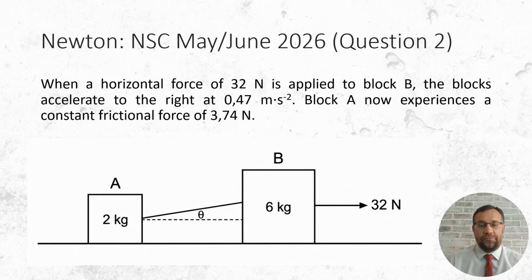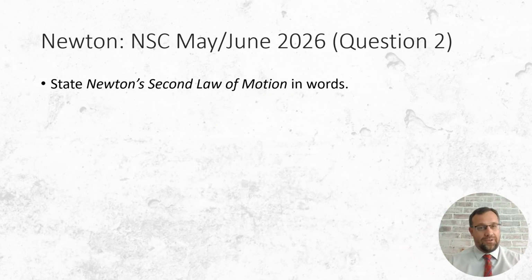When a horizontal force of 32 newtons is applied to block B, the blocks accelerate to the right at 0.47 meters per second squared. Block A now experiences a constant frictional force of 3.74 newtons. We start off with a question for 2 marks, a definition that is regularly asked in exams. State Newton's second law of motion.